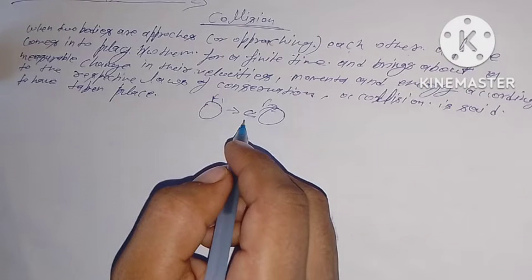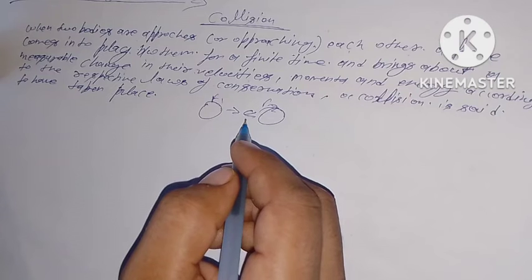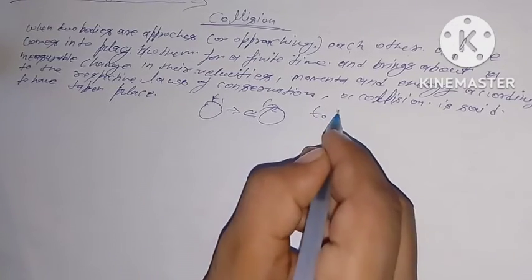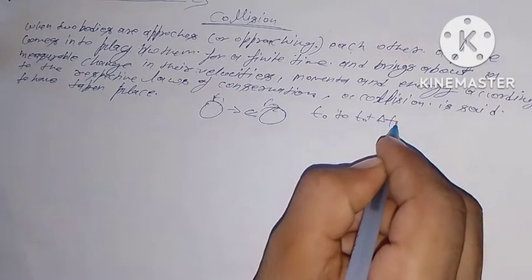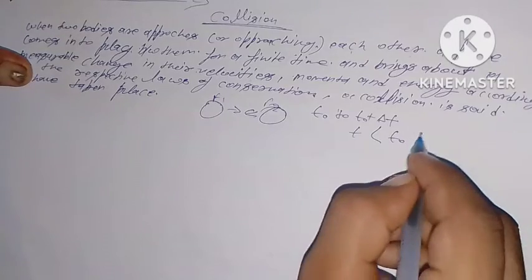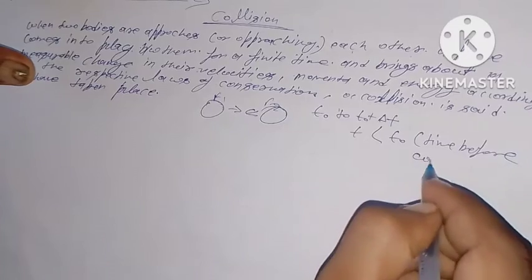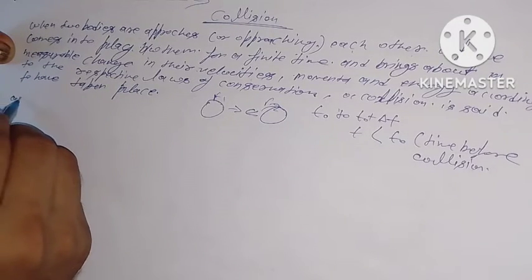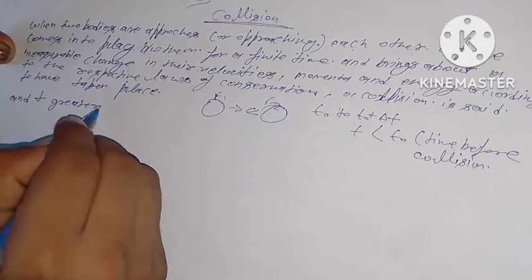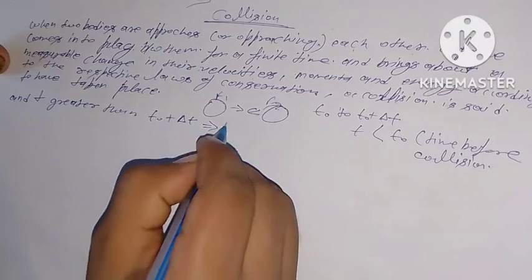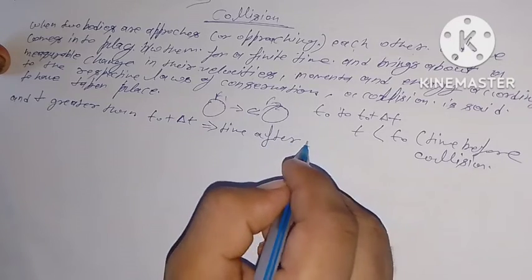During collision, the force of some interaction comes into play between the two colliding particles or systems for a finite small time, which brings about a change in their relative motions. If the collision acts for a time t0 to t0 plus delta t, then a time t less than t0 is known as the time before collision, and a time t greater than t0 plus delta t is called the time after collision.